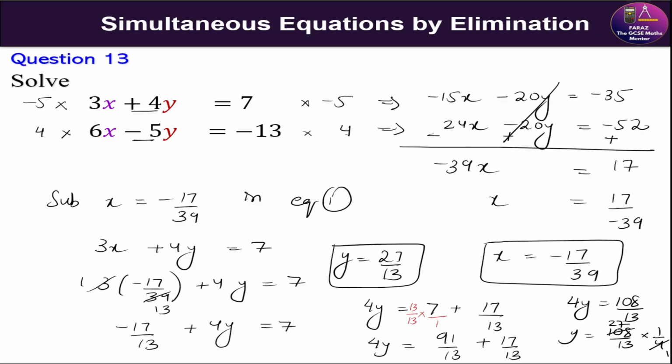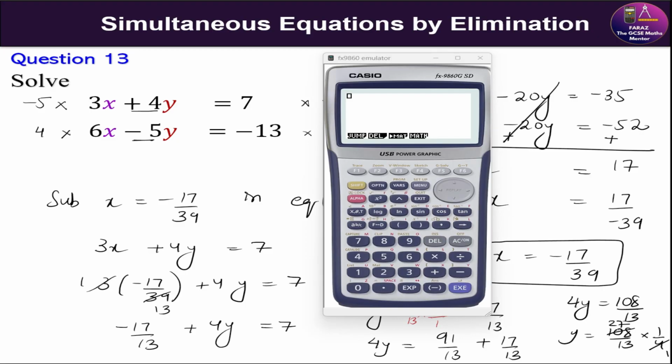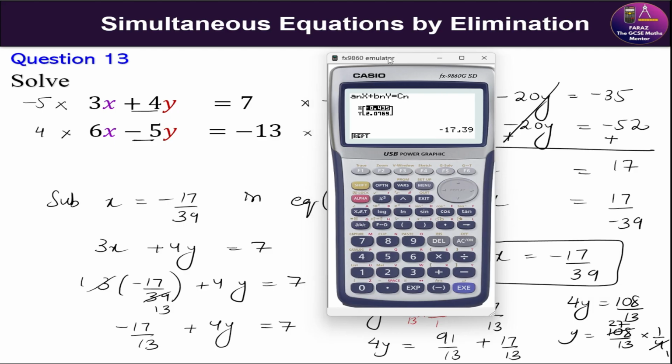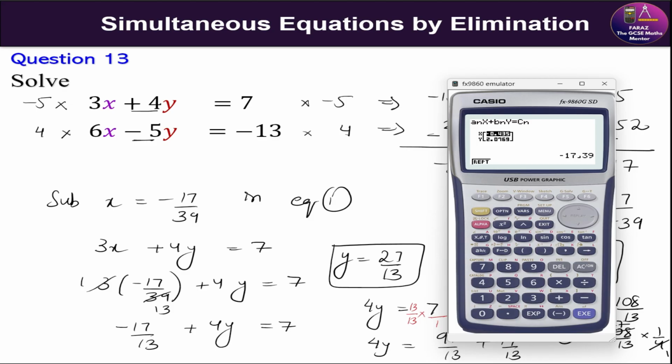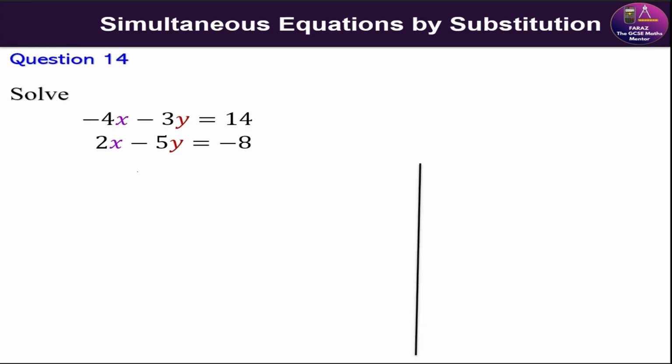Let's verify it from the calculator also. Alright, so we have to press menu and then search for equation, press execute, simultaneous. Number of unknowns are 2, 3x plus 4y equals 7 and 6x minus 5y equals negative 13 there. So it is negative 17 over 39 and the second one is 27 over 13.